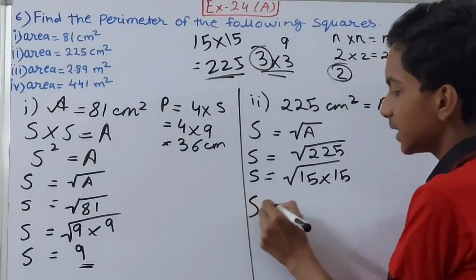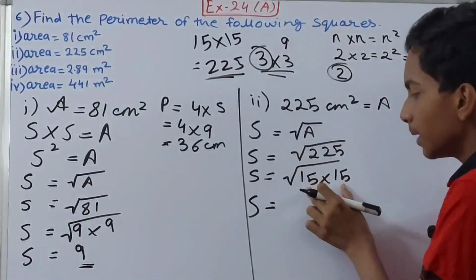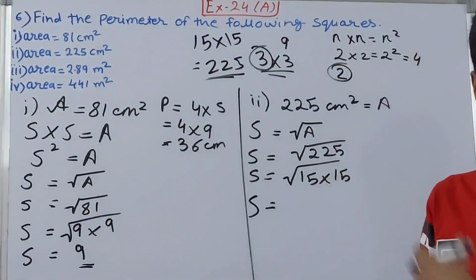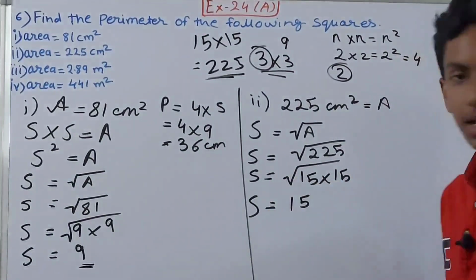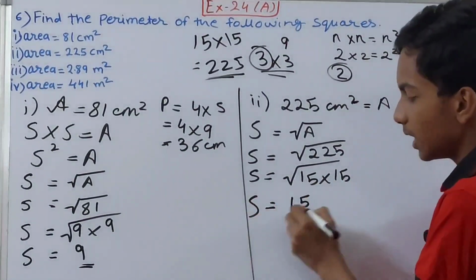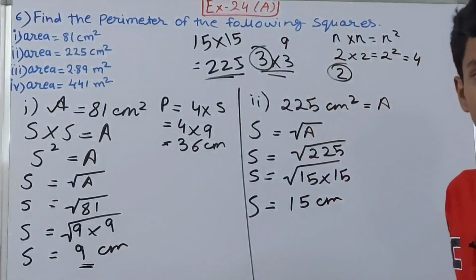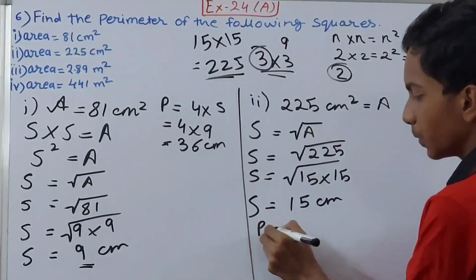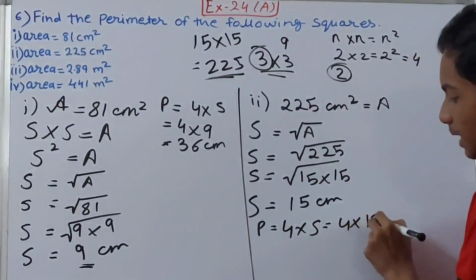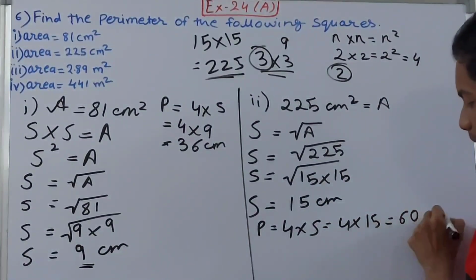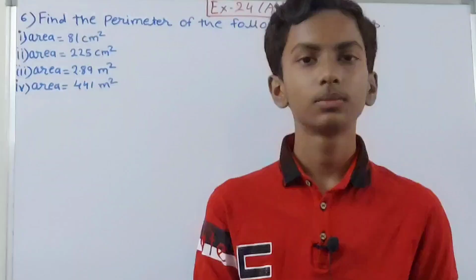Now we will remove the under root sign, and when we remove this, one number out of the two will also be removed. So what are we left with? If I remove one 15, we get another 15 left. So side equals 15 centimeters. Now see here that perimeter equals 4 into side, and that is 4 into 15, which is 60 centimeters. This becomes the perimeter. Now let's move on to the next part.